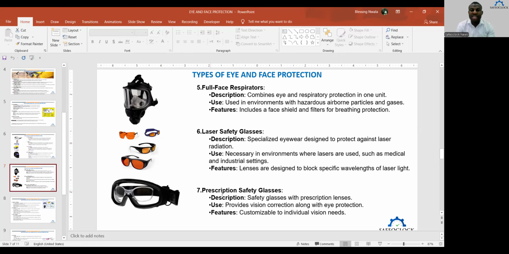So the other one is the prescription safety glasses. These prescription safety glasses combine safety glass with prescription lenses. So in this case, it is designed and made specifically for certain individuals that require additional prescription lenses in their safety glass.